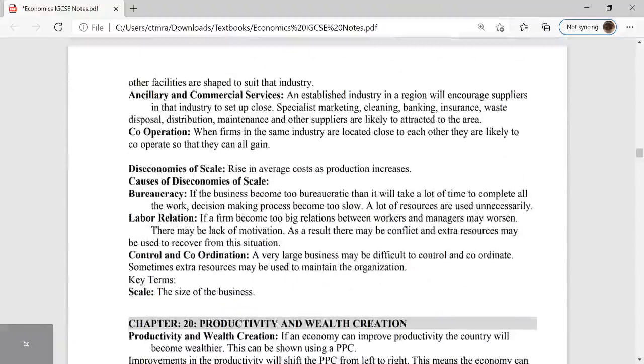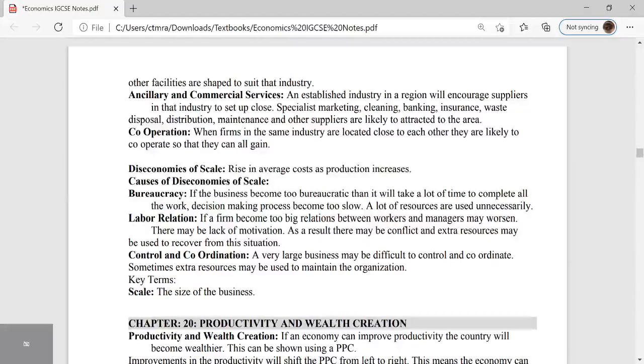Then we have ancillary and commercial services, and other helpful or related industries. If those develop, then your industry will also receive help and reduce its cost. Suppose you have the cleaning industry, baking industry, insurance industry, waste disposal, distribution, maintenance. If these related industries develop, then all the other firms that are dependent on them will also develop and reduce their cost.